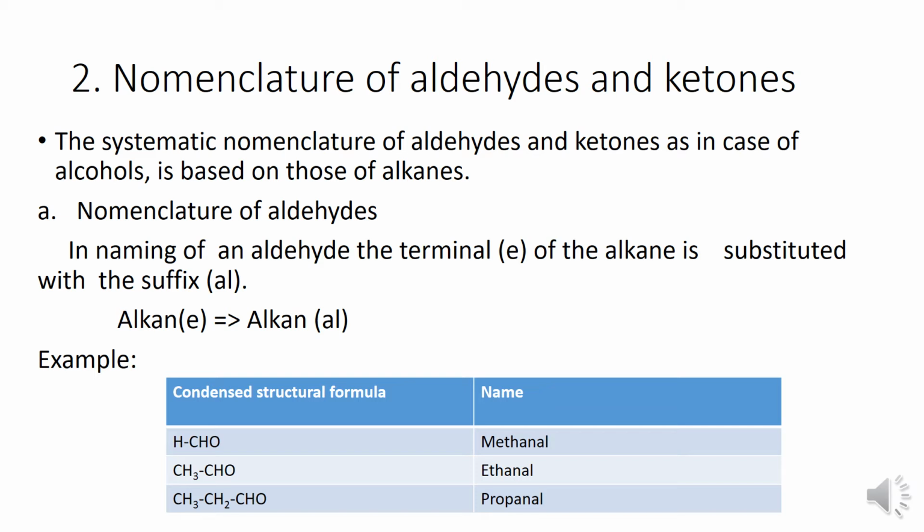Here we have 3 carbon atoms. It means the name will be propanal. It ends with al. This is for examples of aldehydes. Let's see if this aldehyde is a branched aldehyde. How do we name it?